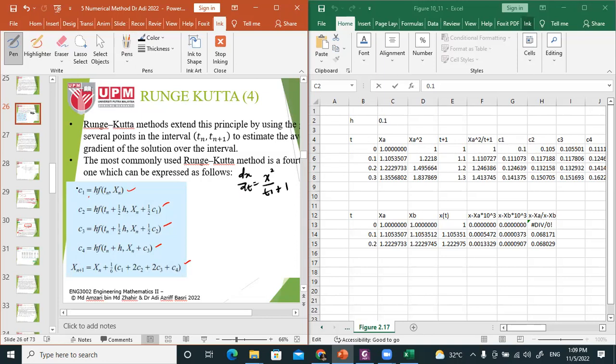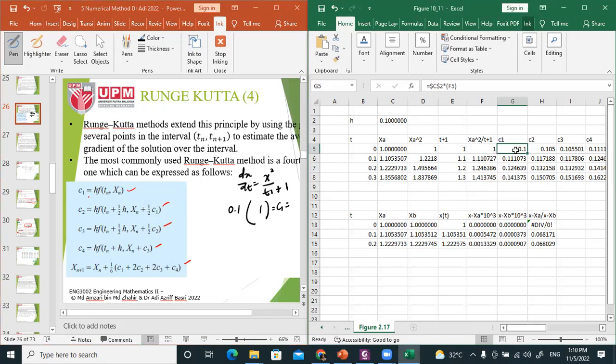How to calculate C1? C1 is equal to the step function h times the function. When I put it in Excel, what is h? h is 0.1, for example, 0.1 times the function, which is x squared divided by t plus 1. In here the function becomes 1, so automatically you will get C1 equal to 0.1. Understand? So easy for C1.